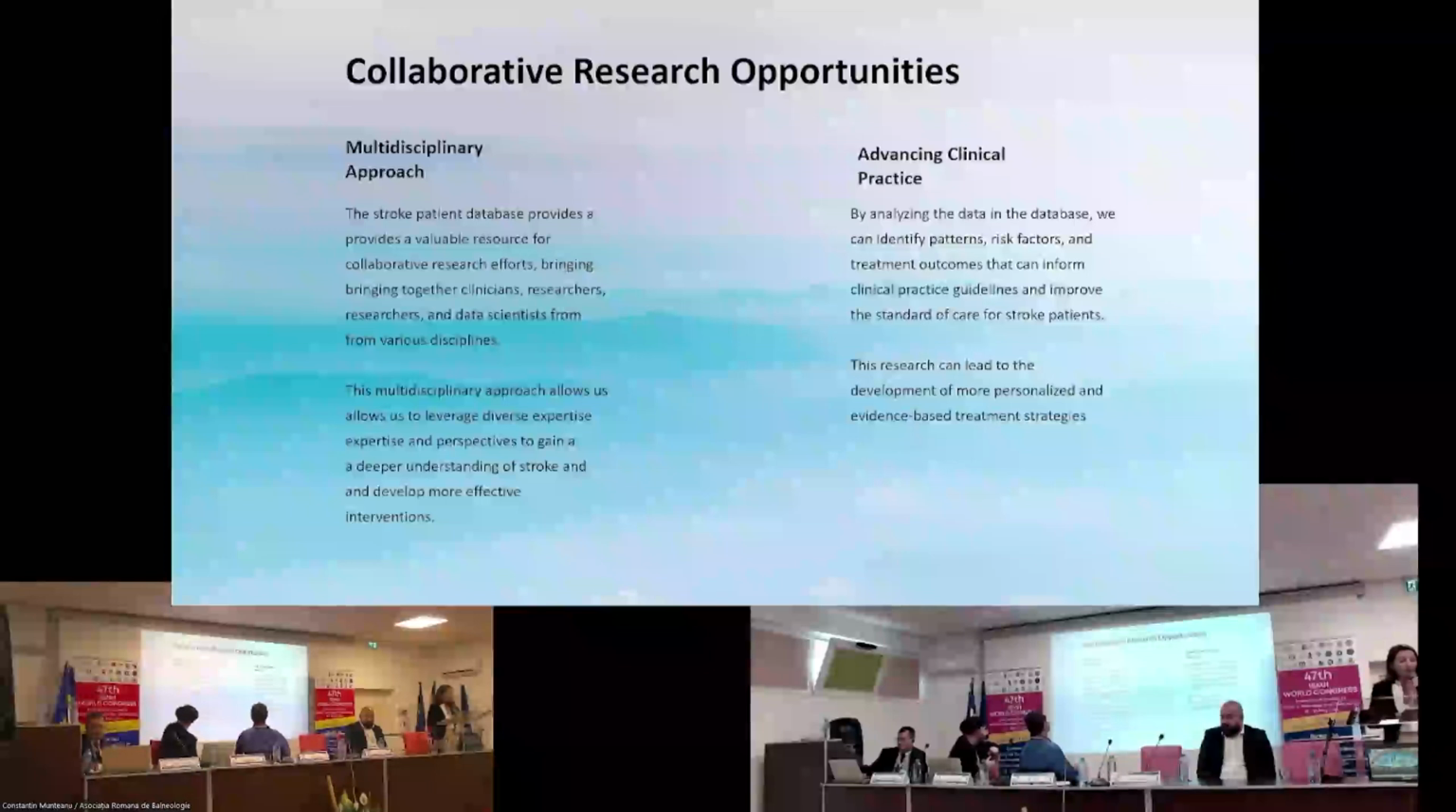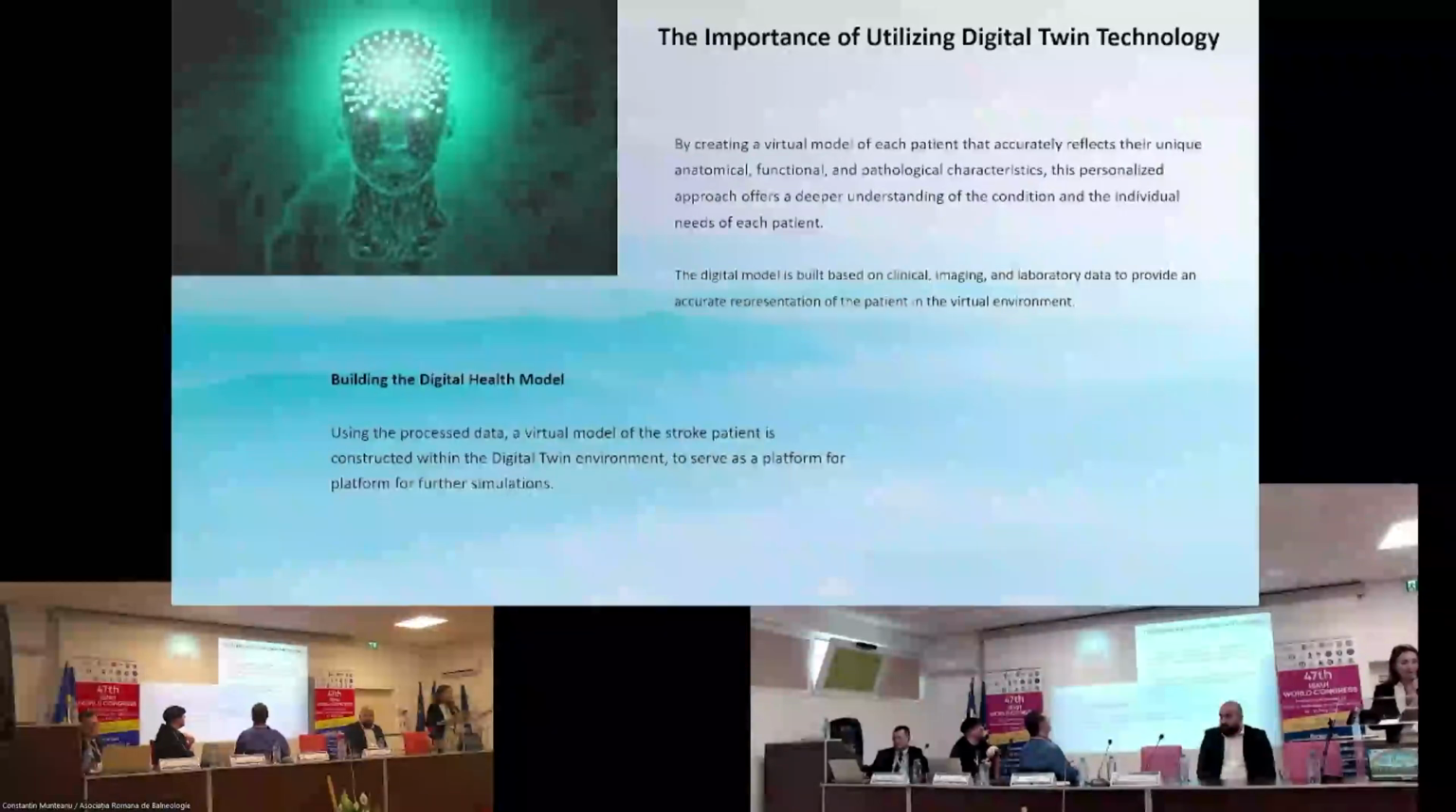So this stroke patient database provides a valuable resource for collaborative research efforts, bringing together clinicians, researchers and data scientists from various disciplines. The multidisciplinary approach allows us to leverage diverse expertise and perspectives to gain a deeper understanding of stroke. By creating this virtual model of each patient with stroke that accurately reflects their unique anatomical, functional, and pathological characteristics, this personalized approach offers a deeper understanding of the condition and the individual needs of these patients.